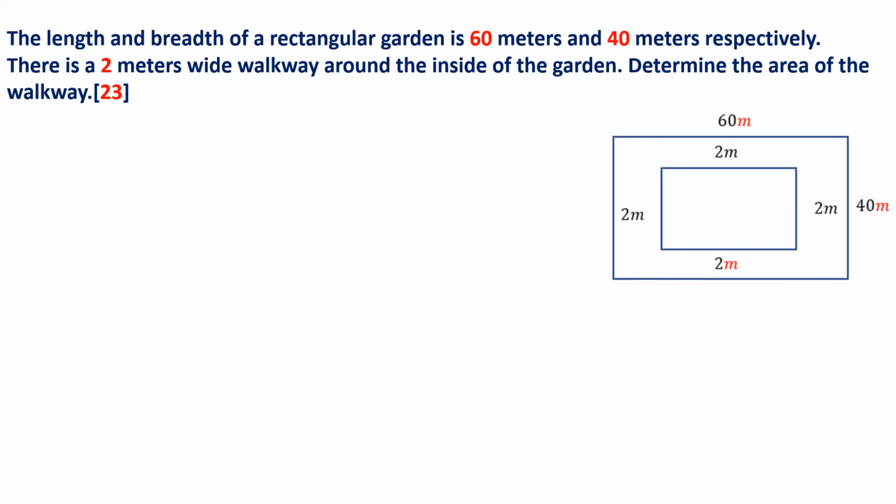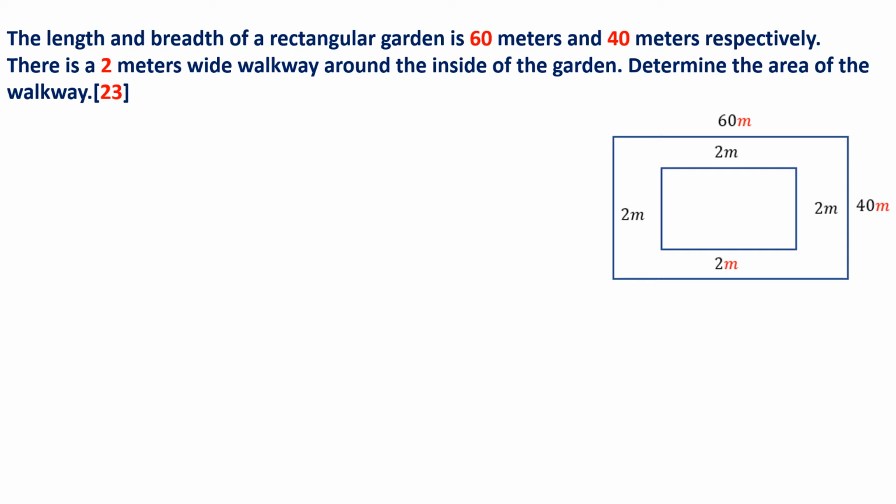The shape of this problem actually looks like this. You can see 60 meters above, 60 meters below, and on our right and left it is 40 meters. So 60 meters is the length and 40 meters is the breadth. The walkway is what you walk through along that perimeter. There is a 2 meters wide walkway around the inside of the garden, inside the 60 meters and 40 meters.